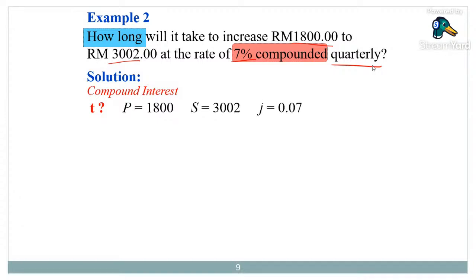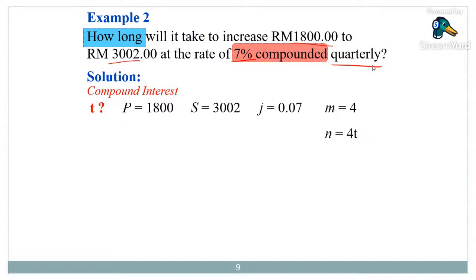Kenapa J? Sebab dia compound dia bukan yearly, bukannya annually, tapi quarterly. So kita kena represent dia sebagai J ya, the nominal rate. Okay, so 0.07 and the M is equal to 4. Why? Quarterly, setiap sukuan. Setiap sukuan kita ada 4 suku. So sebab tu M equal to 4. Okay. Next. N kita akan jadi 40 lah.